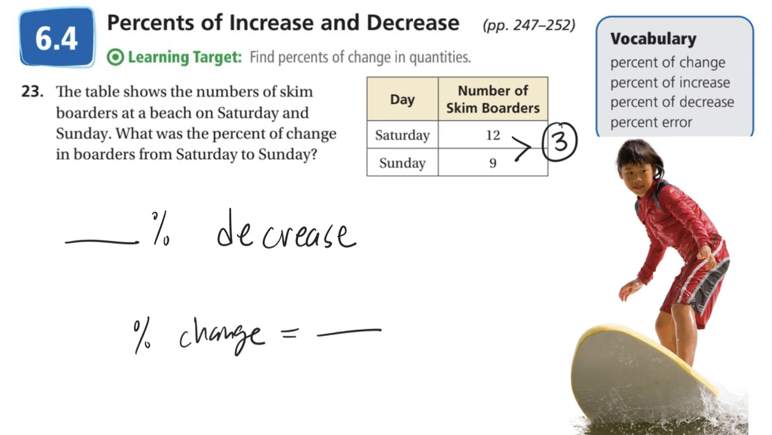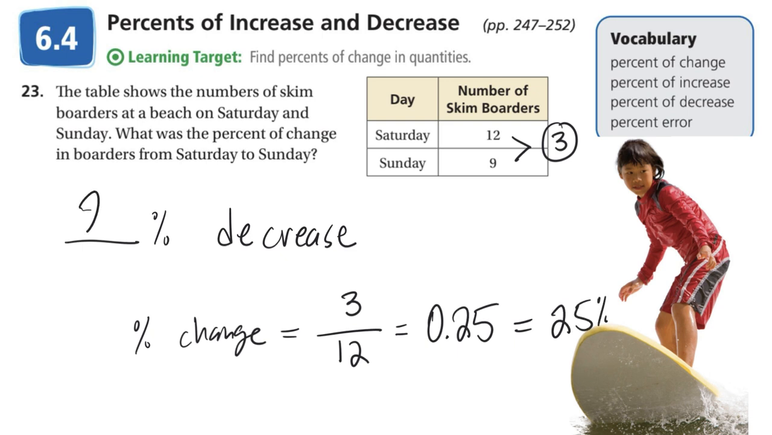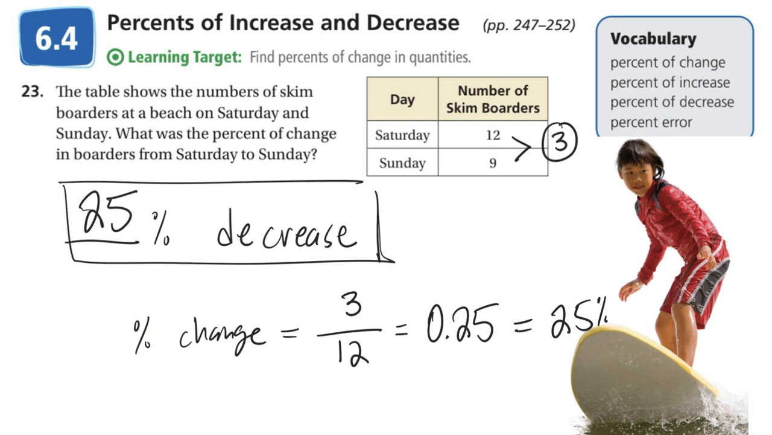So for the percent of change, we get the change and we compare it to the original amount, in this case, 12. All right, so 3 out of 12 is 1/4, right? And 1/4 is 25 hundredths, and move the decimal place twice, we get 25%. So it decreased by 25% from Saturday to Sunday. We had a 25% decrease in the number of skimboarders from Saturday to Sunday.